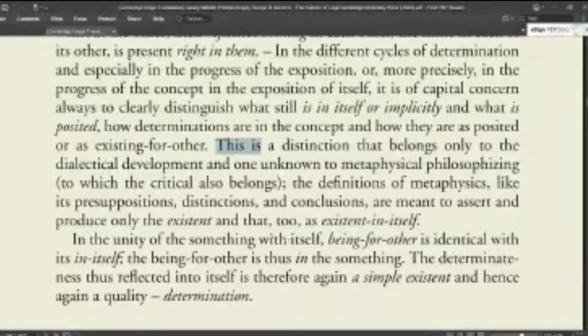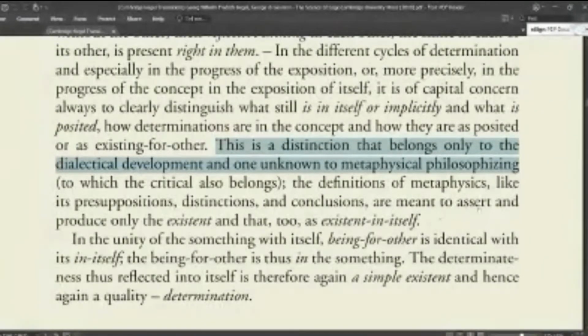People who hate metaphysics say, Hegel's a metaphysician. Well, here's Hegel hating metaphysics. Don't know what they make of that.